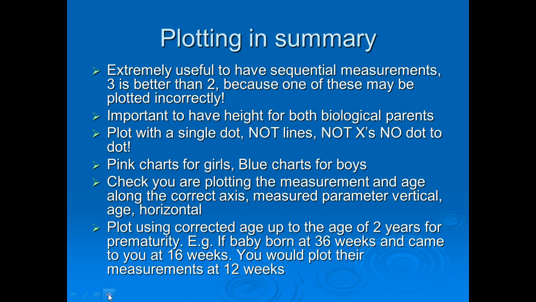We plot with a single dot, not lines, not crosses, no dot to dot, particularly not PC, but pink charts for girls, blue charts for boys, making sure you're plotting on the appropriate style chart for the child's sex. And check you're plotting the measurement and age along the correct axes, the measured parameter vertical, age on the horizontal. And plot using corrected age up to the age of 2 years for prematurity. So what this means is if the baby is born at 36 weeks and came to us at 16 weeks, we should be plotting their measurements at 12 weeks on their chart.